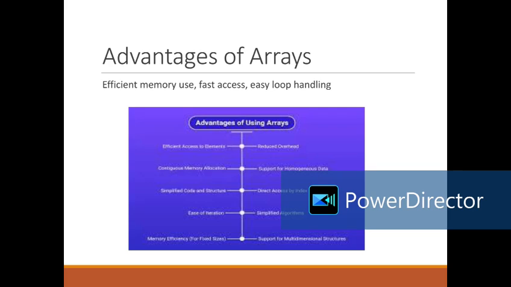Arrays also lead to simplified code and structure by allowing you to manage large data sets under a single variable name, reducing the need for numerous individual variable declarations. The direct access by index capability enables random access to any element, which is incredibly useful for various operations. Furthermore, arrays provide ease of iteration and enable simplified algorithms for tasks like sorting, searching, and calculations.